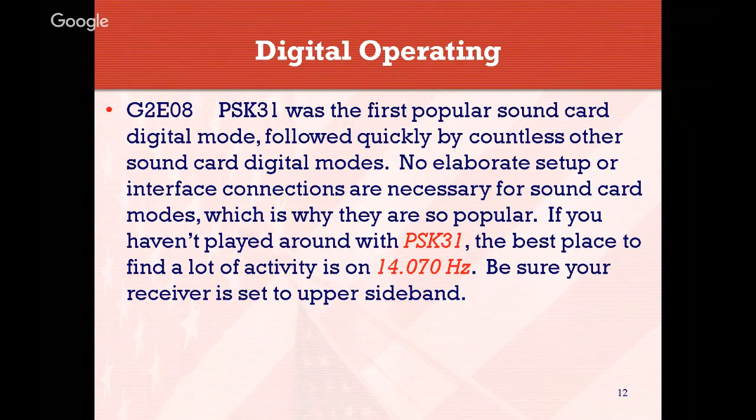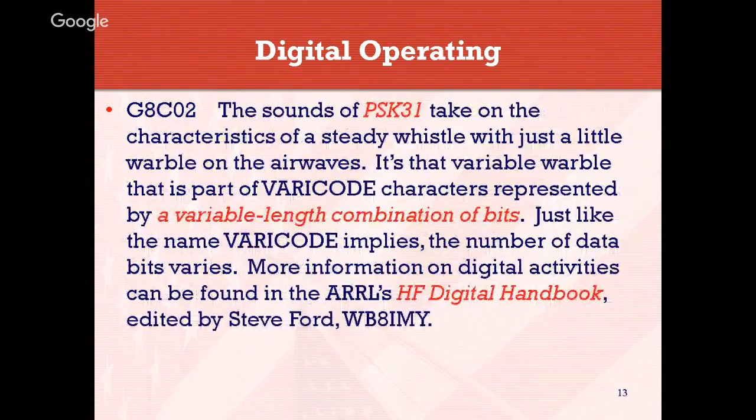Again, the best place to start is 14.070 megahertz, and be sure it's set to upper sideband. The sounds of PSK31 take on the characteristics of a steady whistle with just a little warble in the airwaves. It's that variable warble that is part of varicode, characters represented by a variable length combination of bits. Just like the name varicode implies, the number of data bits varies. More information on digital activities can be found in ARRL's HF Digital Handbook.